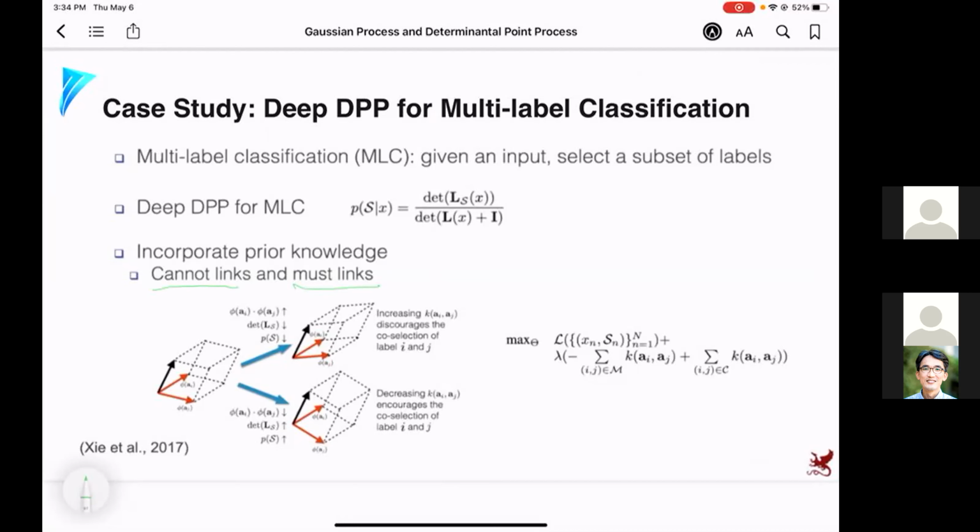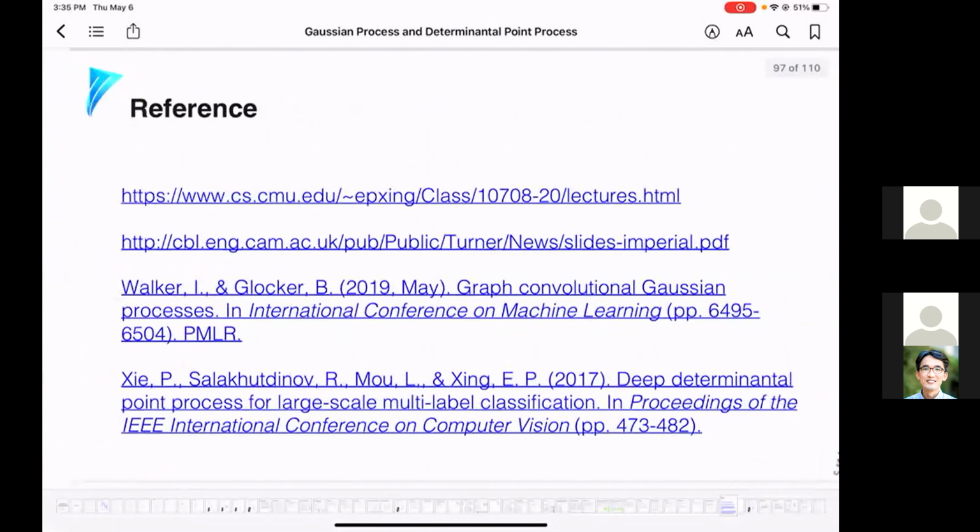So the final log likelihood we want to maximize is the regular DPP log determinant with two different constraints that we can come up with. In this 2017 paper, they actually show that using this model on object classification inside images achieves a reasonably good result.